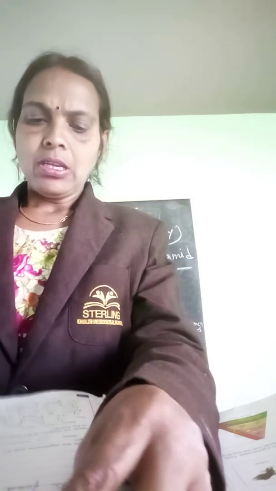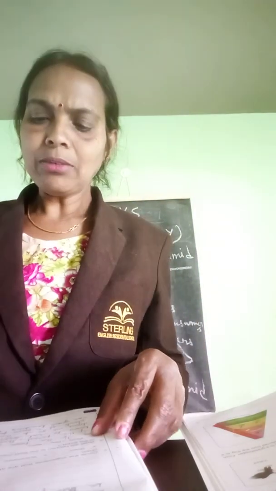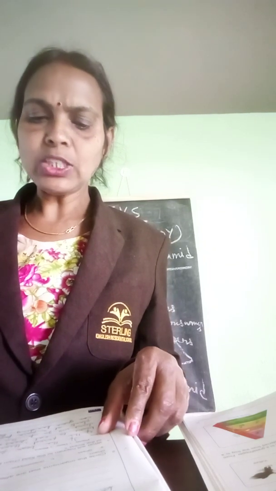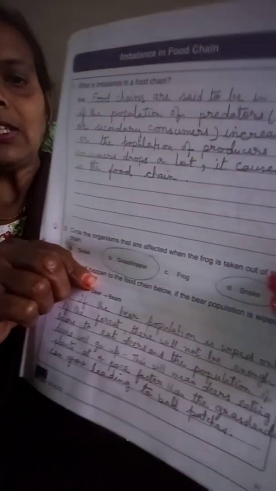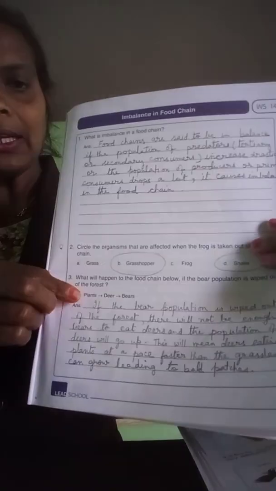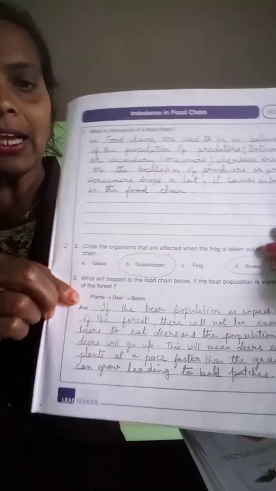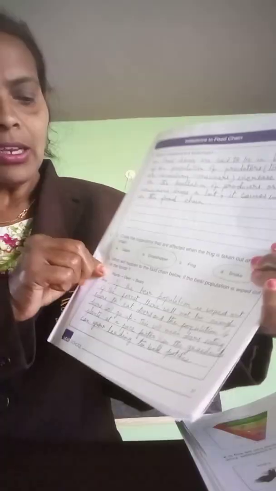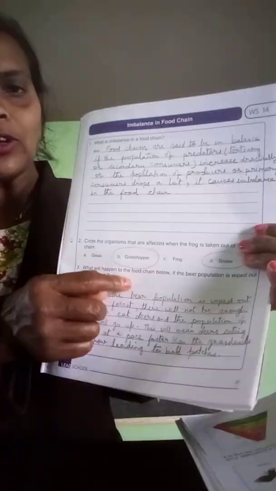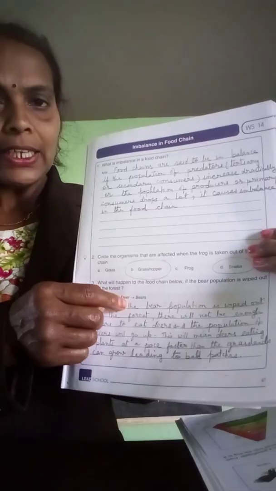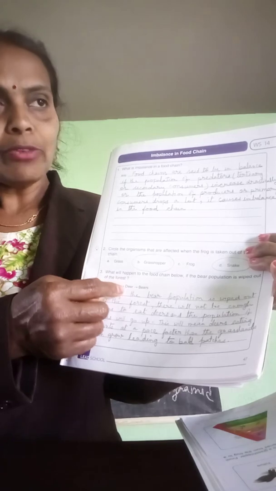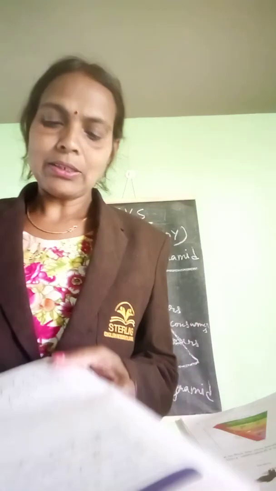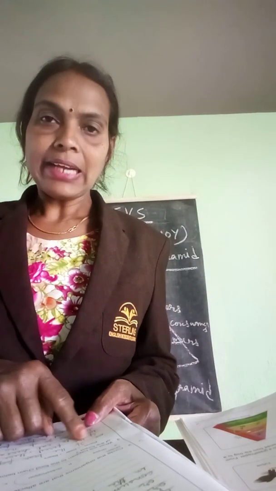Now, what will happen to the food chain below if the bear population is wiped out of the forest? So, plant, deer, bear. This food chain you see: plant, deer and bear. In this food chain, if bear is removed, what will happen? There will be more deer and they will eat more and more grass, and that land will become barren without plant or with fewer plants. I'll read the answer.